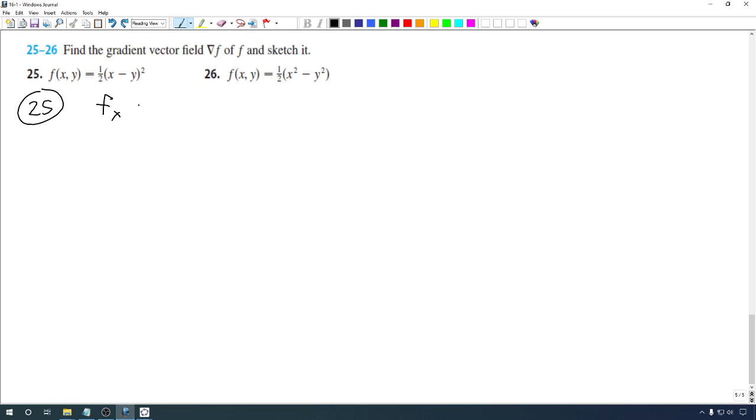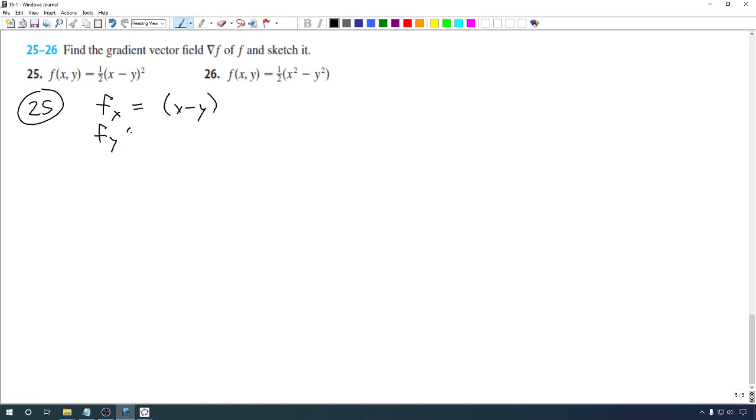So what is f sub x? When we differentiate this, we're basically going to use the chain rule. We take the 2 down. That cancels out the 1/2. What's left is an x minus y. Technically, we're multiplying by the derivative of the inside with respect to x, but the derivative of x minus y with respect to x is 1. So f sub x is x minus y.